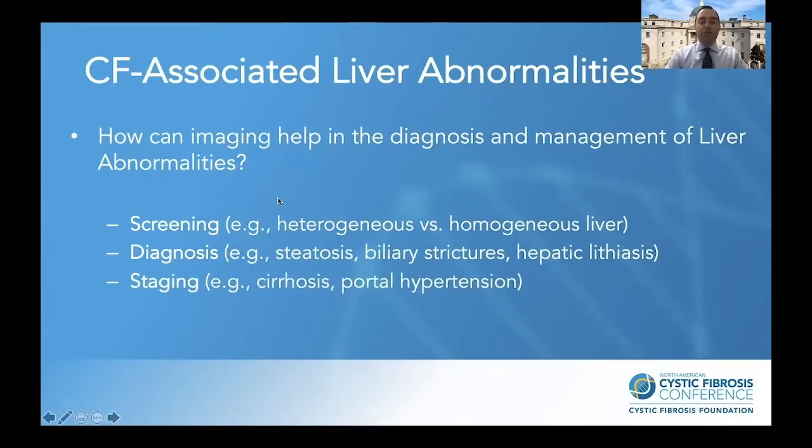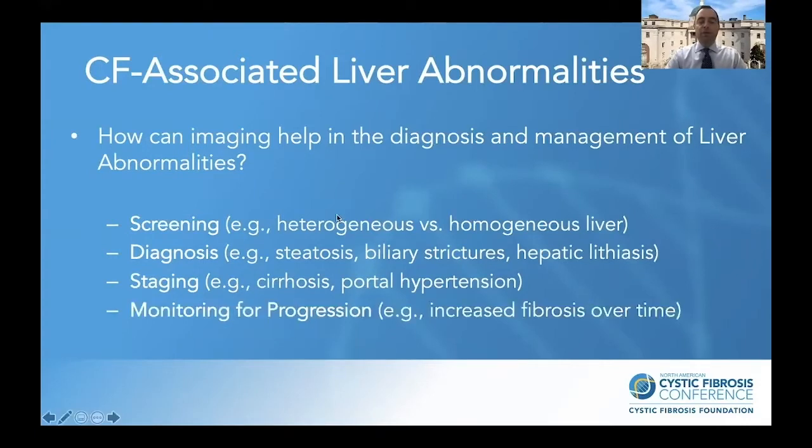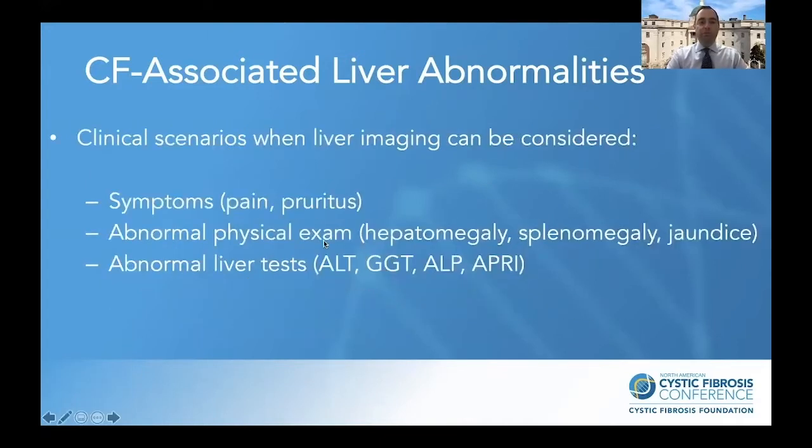Staging. It is important for those with a diagnosis of CF-associated liver abnormalities to have imaging studies as applicable to help in the distinction of cirrhosis from a normal liver, as well as manifestations of portal hypertension. And lastly, there is a clear role for imaging in the monitoring for progression of patients who may have a mild degree of fibrosis at baseline, but might be at increased risk of fibrosis progression over the subsequent years.